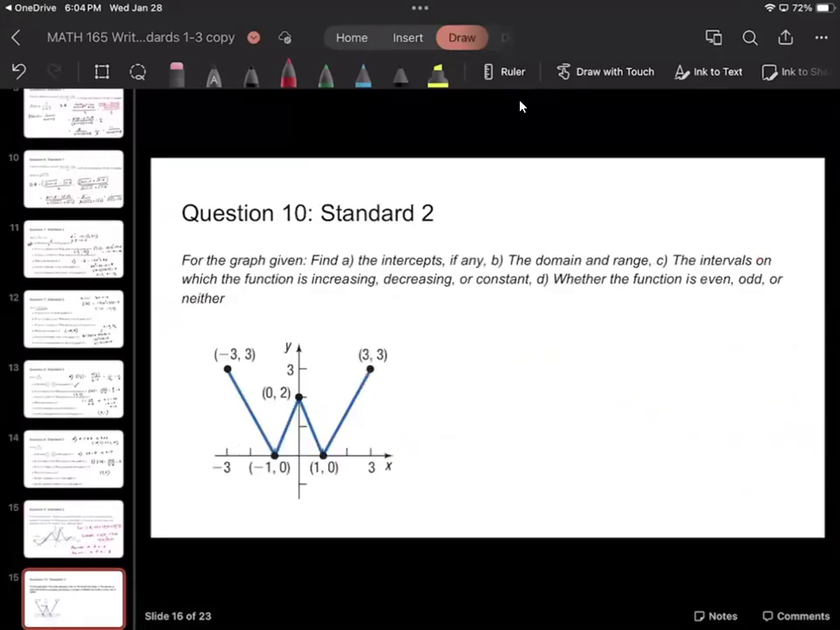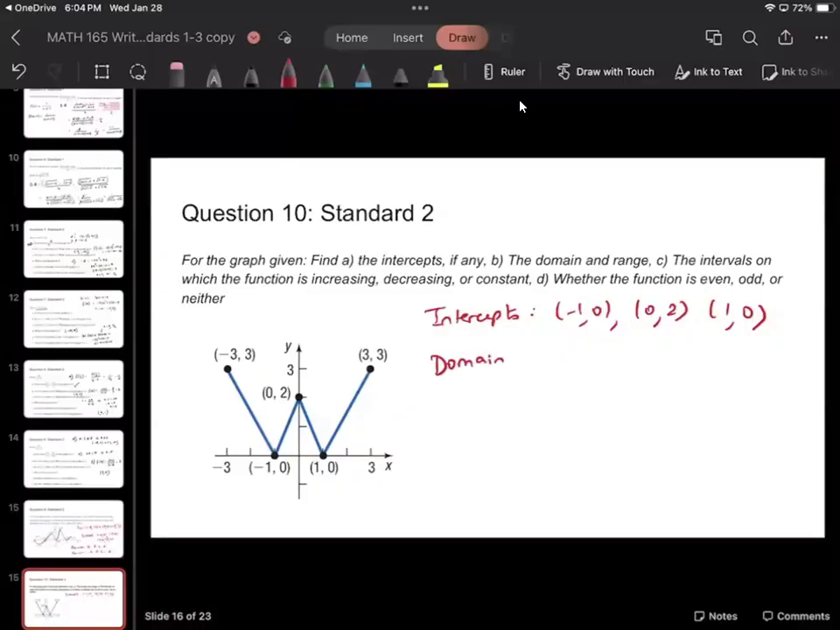Find the intercepts, if any. So yes, the intercepts are negative 1, 0, 0, 2, 1, 0. So we are including both the x and the y intercepts here, okay? What is the domain and range?